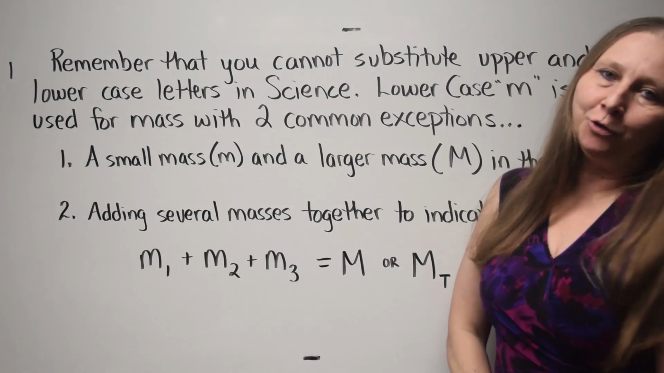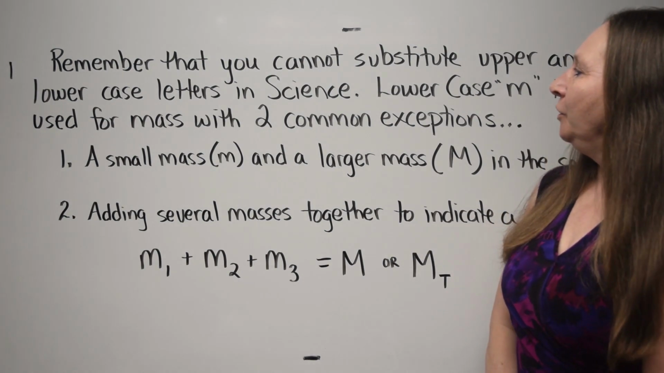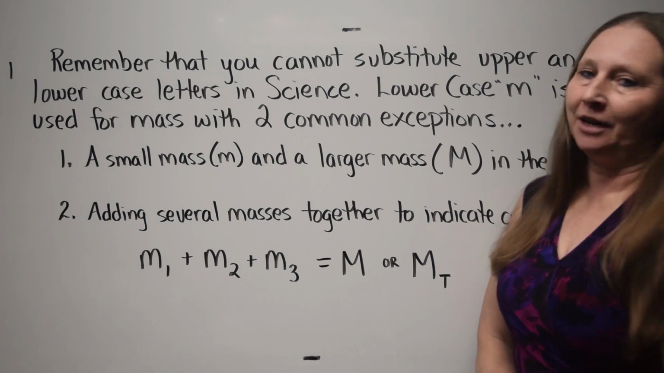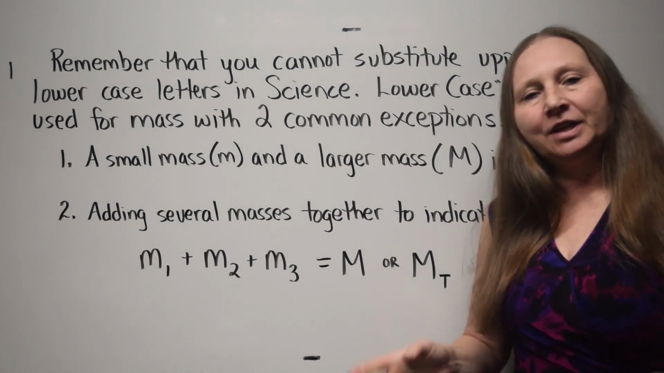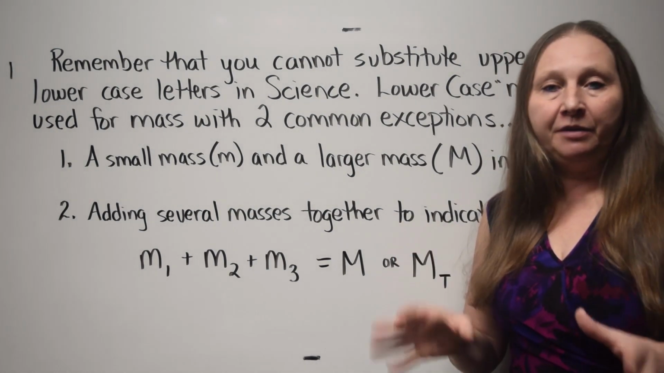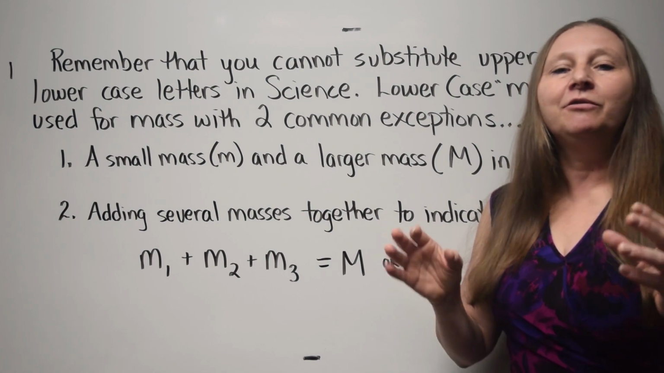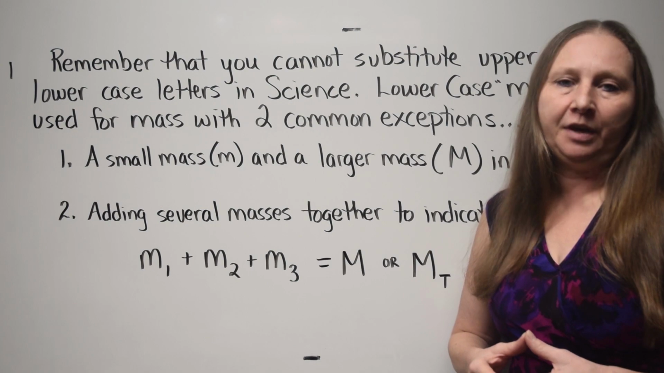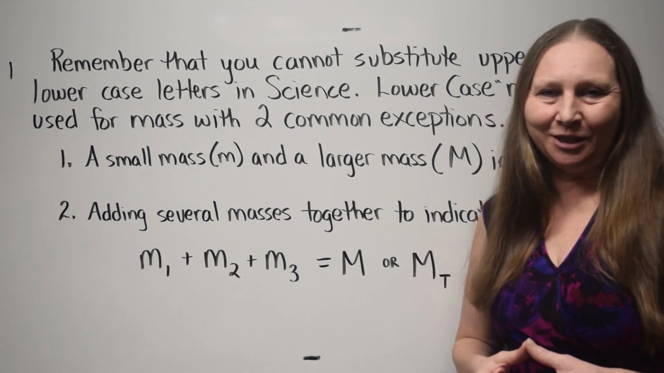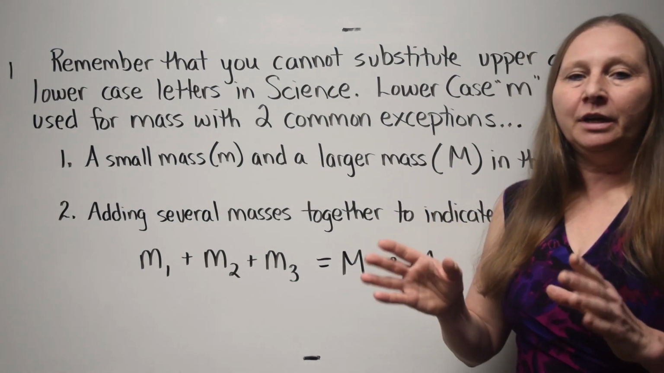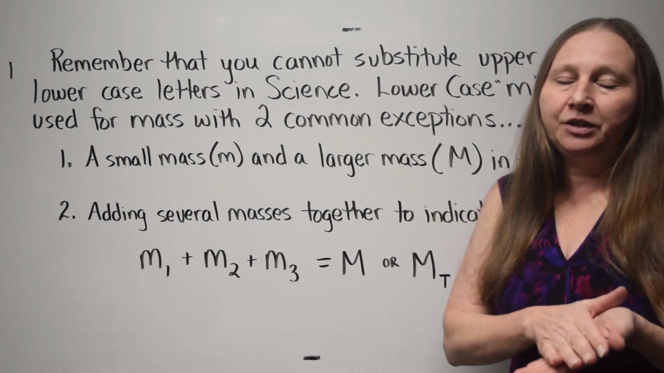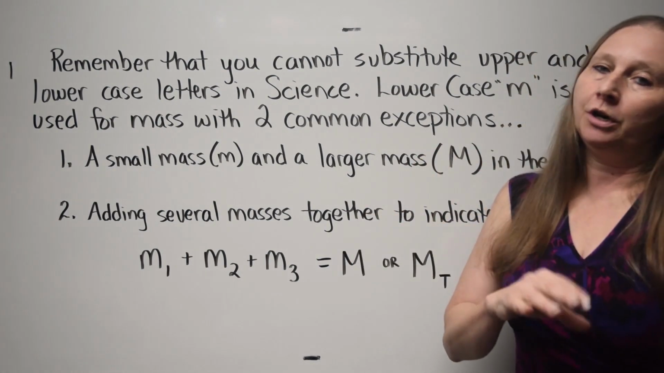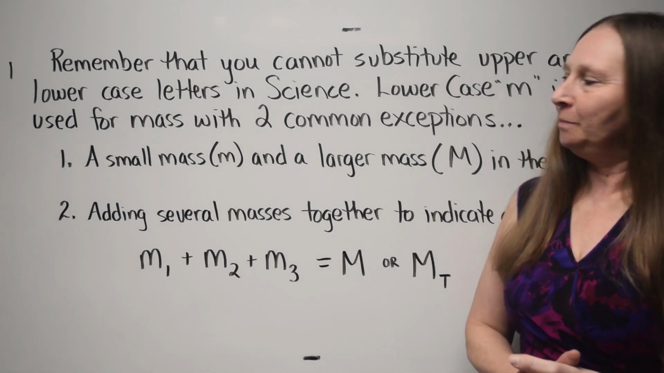A word about the use of symbols. Remember that you cannot substitute upper and lowercase letters in science. For example, a lowercase v symbolizes velocity, while an uppercase or capital letter V symbolizes voltage. So if you're taught that it's a lowercase symbol, don't start putting capitals. And if you're taught that it's a capital, don't start putting lowercase letters.